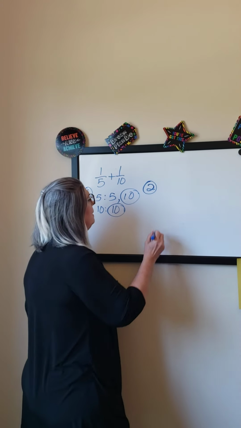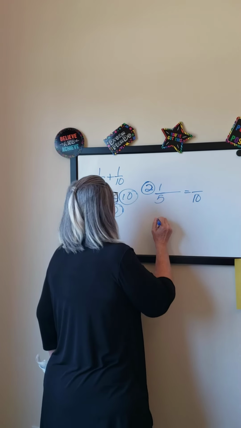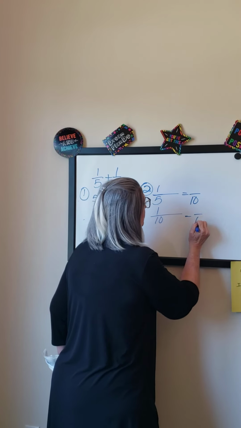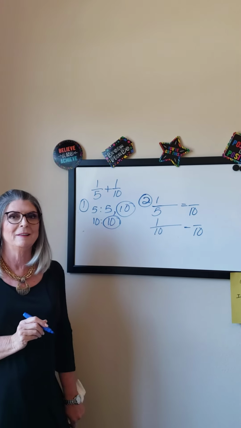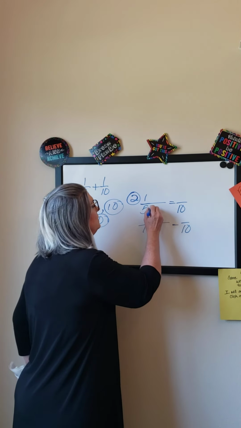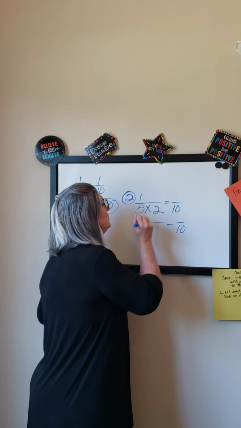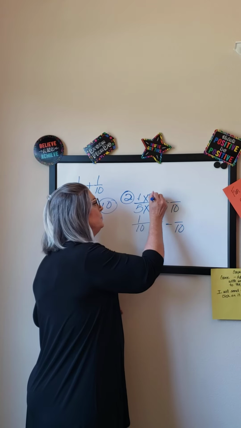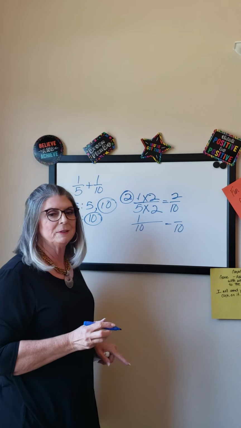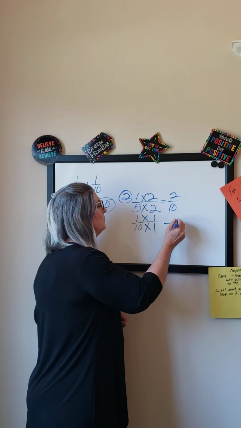Okay, so the next step, the 1. All right, so you finished this? Good job. So tell me how to do this one. 5 times what equals 10? Okay, great job. So it's 2. So we are doing this on here. 1 times 2 is, everybody, 2. Okay, 10 times what equals 10? Great job. You guys are helping me a lot. I appreciate it. 1 times 1 is 1.